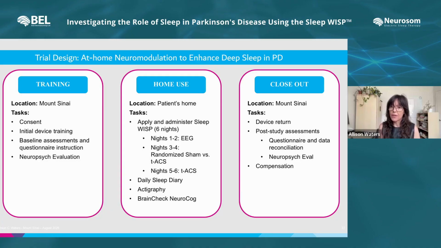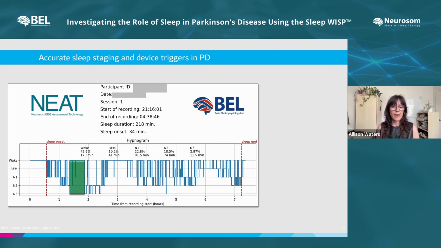At Mount Sinai, we're running a trial. We're testing the sleep WISP in patients with Parkinson's disease. Our trial includes daily sleep diaries, that old school pen and paper, surveys about mood and subjective sleep quality, but also actigraphy and phone-based neurocognitive testing to assess our primary outcomes. And let's take a look at some of them on the next slide.